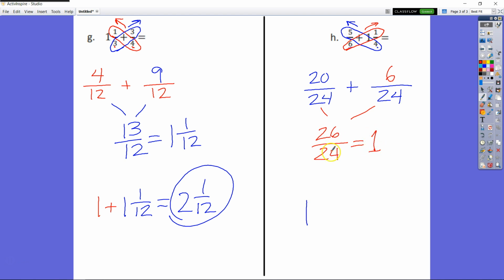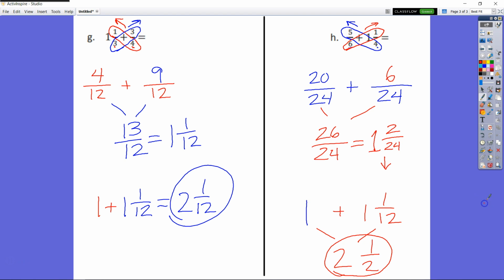I can get 24/24ths to get 1 whole. Anything over itself equals 1, and 2/24ths. Well, I know that 2/24ths is equal to 1/12. So this would be equal to 1 and 1/12. When I add these two together, once again, I get 2 and 1/12. So these two had the same answer, even though they were different fractions.